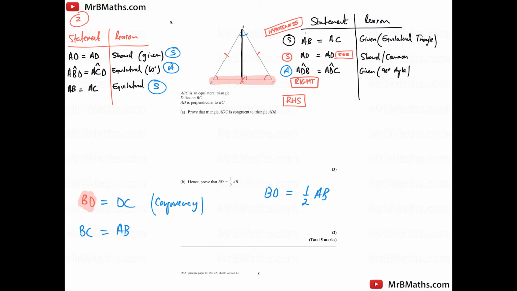So BD equals DC. Now, if those two equal each other, that must mean that the entire length here of BC, okay, here, entire length of BC is equal to AB, okay, which is here. And if that is true, that would mean that BD, so BD here, is 1/2, so half of the length of AB.